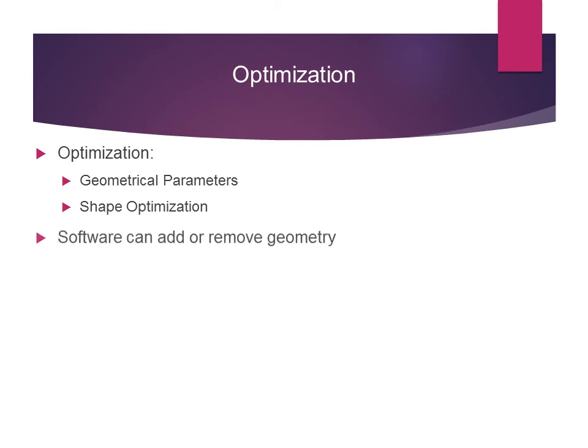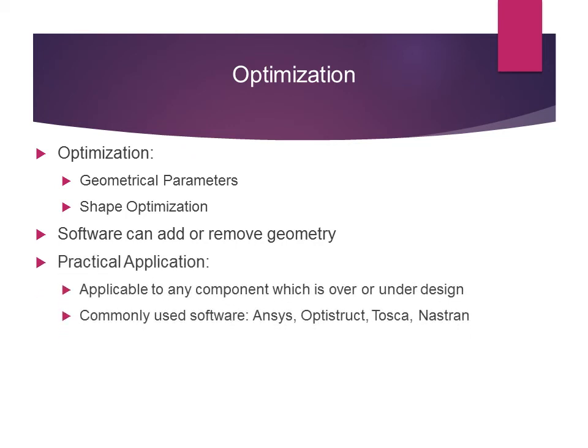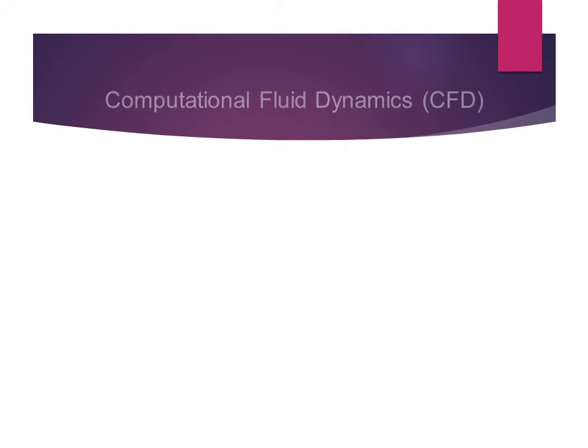Next is the optimization. In that, geometrical parameters we have to optimize, and another type is shape optimization. Software can add or remove geometry. Practical applications: optimization is applicable to any component which is over or undersized. Commonly used software are ANSYS, OptiStruct, Tosca, Nastran.